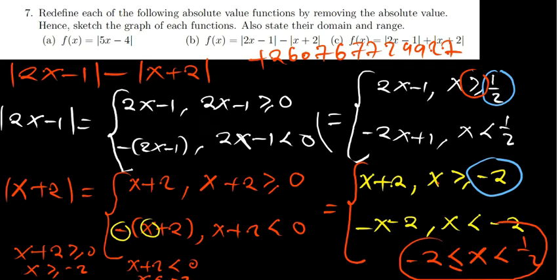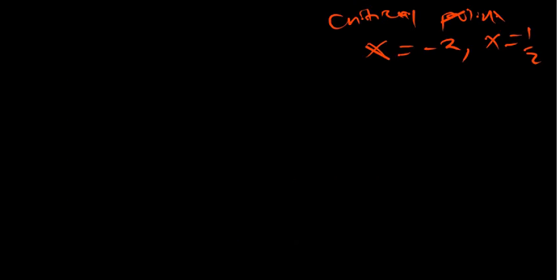Do you understand the fact that we have got two critical points? Our critical point is X should be equal to negative 2 and X is equal to half. From here, this guy and this guy, negative 2. Is that okay? Yes. Then now next, what I have to do is I need to make a table. So this is my table.